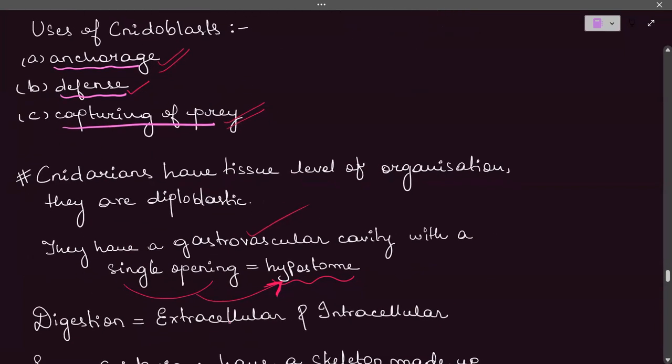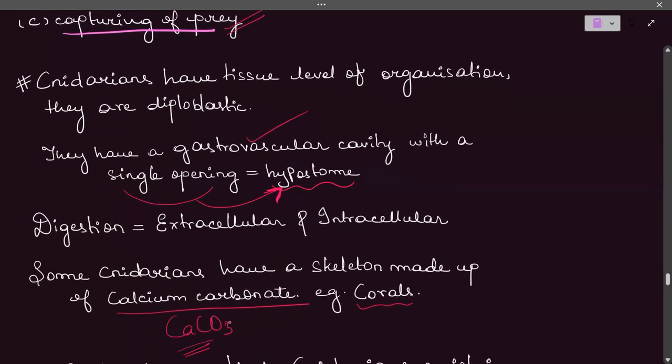Now moving forward, the cnidarians have a tissue level of organization. They are diploblastic, meaning two layers are there. They have a gastrovascular cavity with a single opening that is known as the hypostome. Digestion is extracellular, outside the cell, and intracellular, within the cell, both.